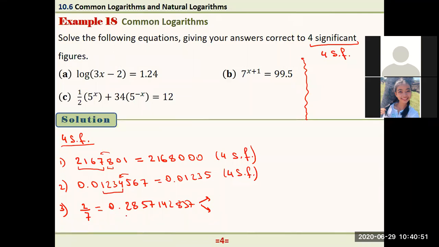So starting from the first non-zero digit, that is 2. So 1, 2, 3, right? And the next digit is 7, greater than 4. So I should just drop the rest and add 1 to the previous digit. So the answer will be 0.286, correct to three significant figures. How about 4? It is 1, 2, 3, 4, and the next digit is less than 5, so it is 0.2857. Correct.